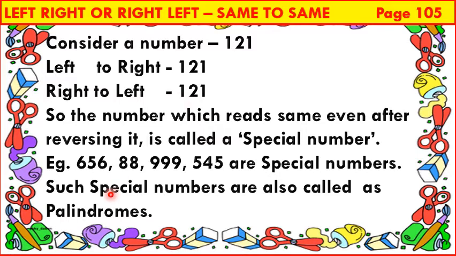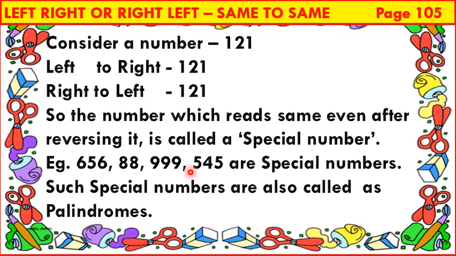For example, 656. Reverse is also 656. So it is a special number. Now 88. Reverse is also 88. So 88 is a special number. 999. Reverse is also 999. So 999 is called a special number. Even 545. Reverse of that is also 545. So 545 is called a special number.